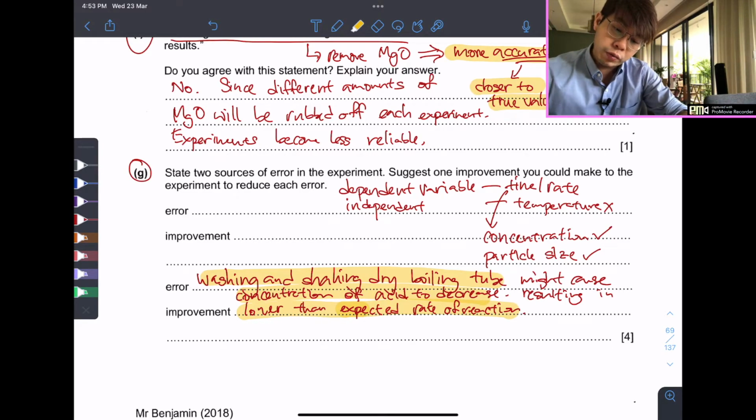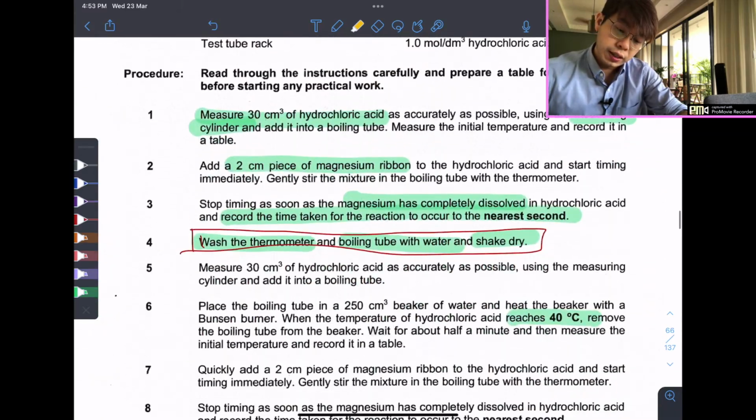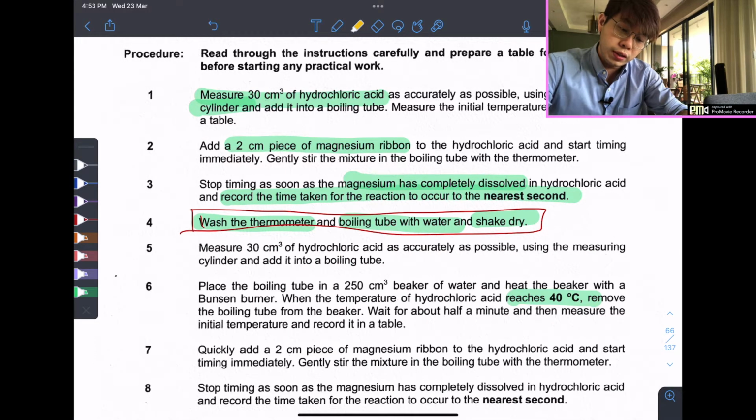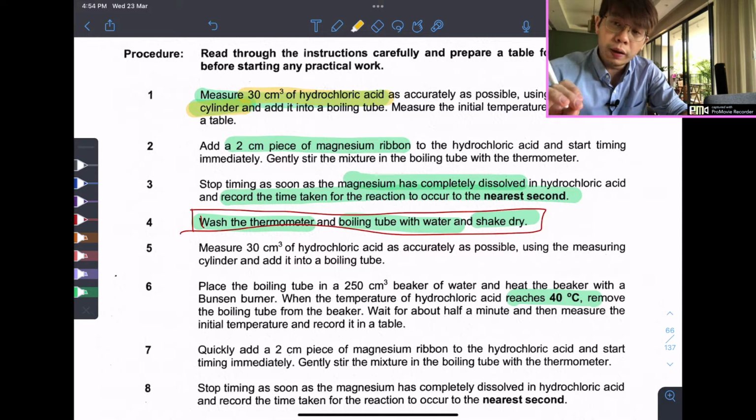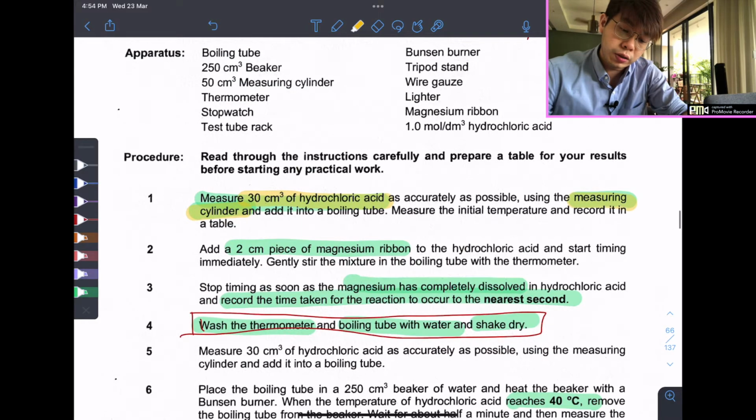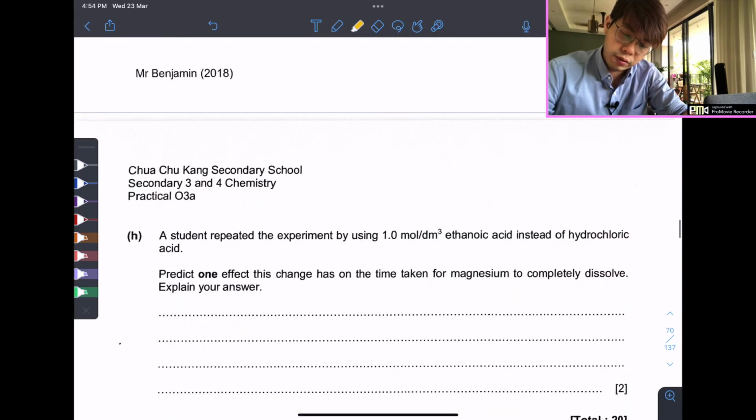Now, the second one, which is a possible one, but not something that is very significant, is that we are always using 30 cm³ of hydrochloric acid, but we are using a measuring cylinder. And you know the amount of acid that we add in every time might be different. However, why I say that this is not so significant, right, is because rate of reaction is affected by concentration, and regardless of how much acid I add, the concentration is always the same. Okay, however, this is still a possible source of error. So let's write it down.